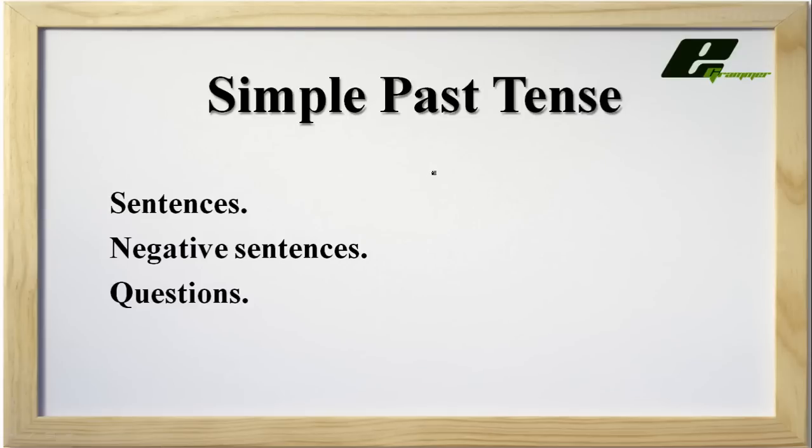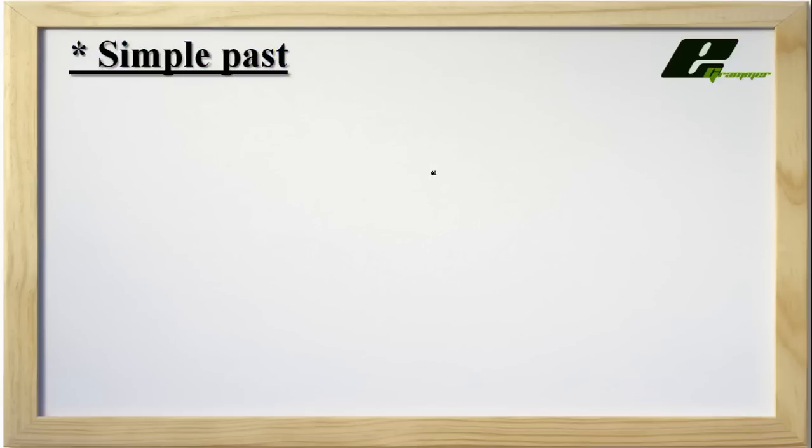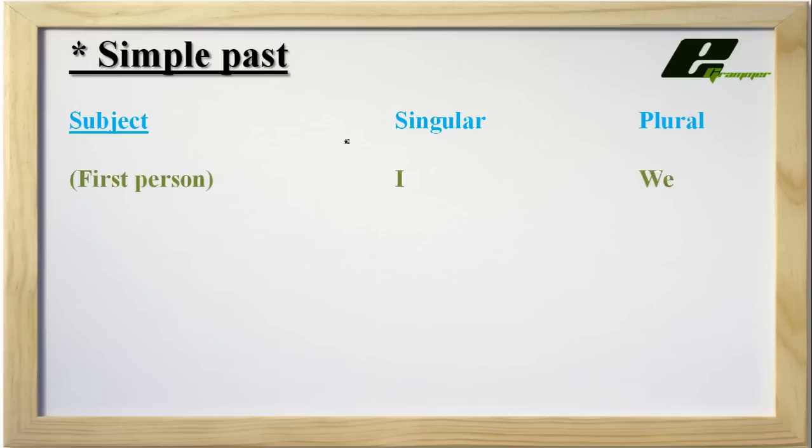Now, let us see subject first. Subjects are of three types. First, first person. Now, what is first person? The person who speaks is known as first person. In singular, there is I, and in plural, there is we.